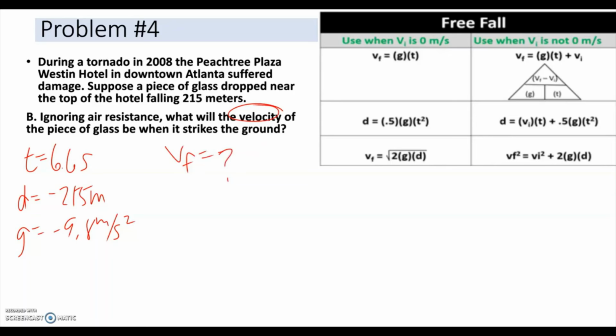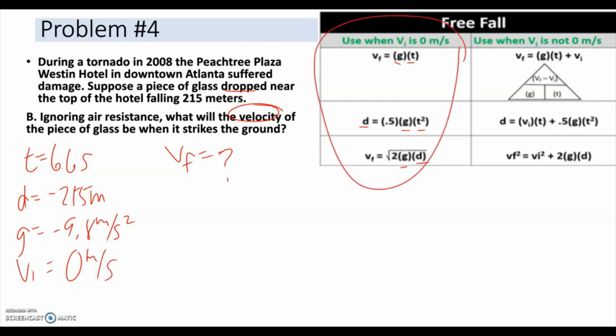So if we know the time, and we know the displacement, and we know the gravity, and I'm using this method of underlining everything that you were given because it helps you see which equation you should be able to use. And again, it's dropped, so we were given an initial velocity of 0 meters per second. So that's why we're using the equations on the left-hand side still.